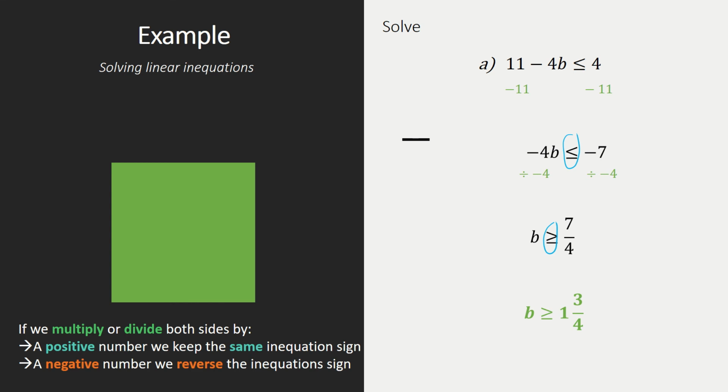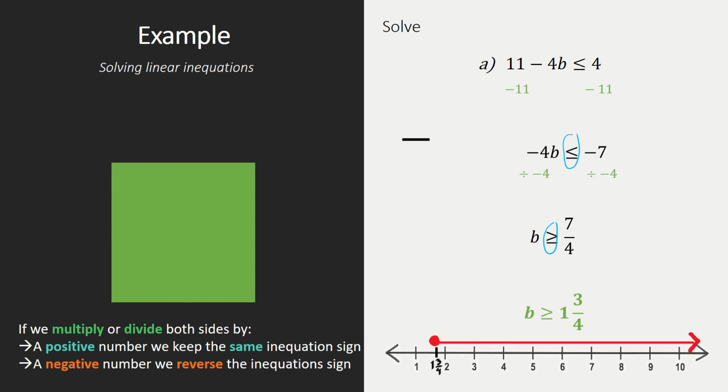Our last step is, and that's a step that you must always do, also in your tests, you must draw a number line. In this case, it's a closed circle since it's larger than or equal to 1 and 3/4. Do not forget your arrows, please. And state what it is. So 1 and 3/4. Please practice this a lot. And if you have any questions, please let me know.